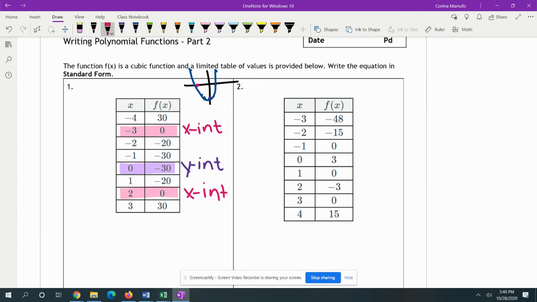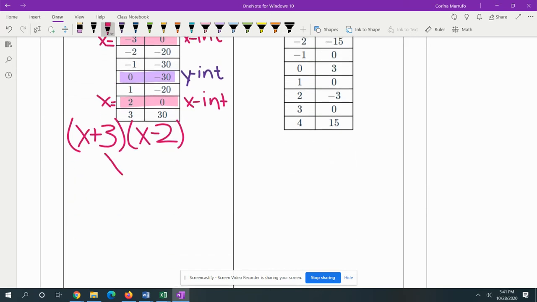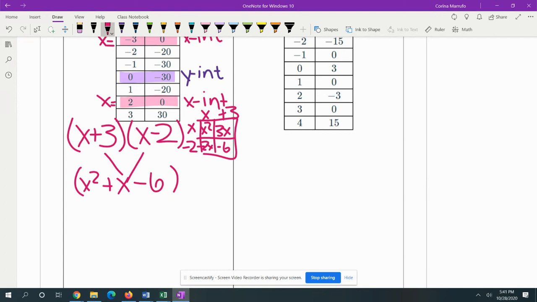If x equals negative 3 is a zero, remember x plus 3 is a factor. If x equals 2 is a zero, then x minus 2 is a factor. Doing the same thing we did last time, we multiply these in a little box off to the side: x plus 3 and x minus 2. We get x squared, negative 2x, 3x, and negative 6. Negative 2x plus 3x gives us a positive x, so we end up with x squared plus x minus 6.